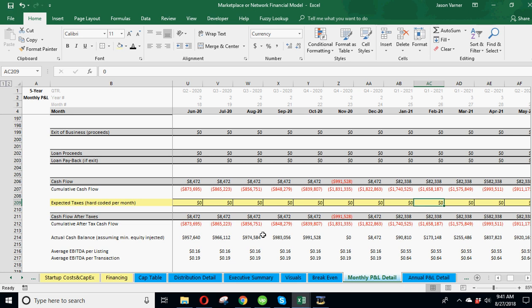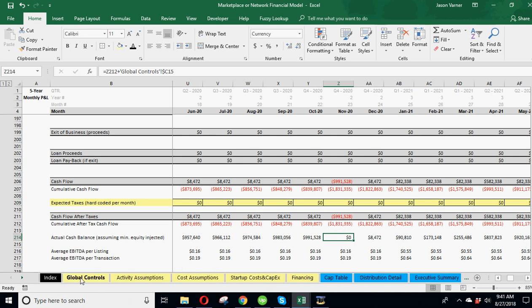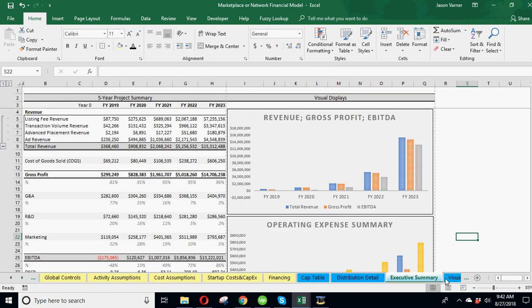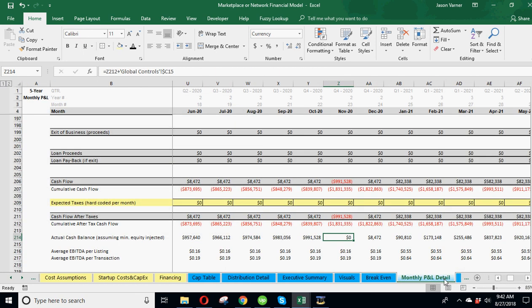Now, what's interesting, you can see we have cumulative tax cash flow. Then we have your actual cash balance, assuming that minimum equity injected. Remember I said it was going to be zero in some month. You can see in month 23 it actually gets to zero. So this means you've run through all of your available cash, and you're now at zero. But then, because we solved for this 1831, which I think is what it is for the main one. Yeah, 1831.